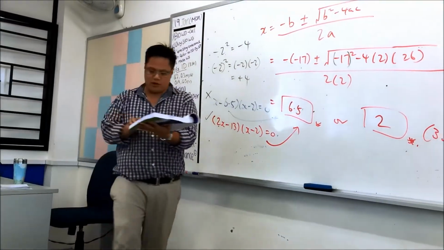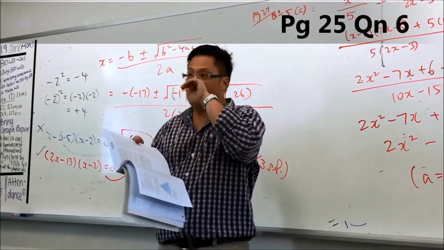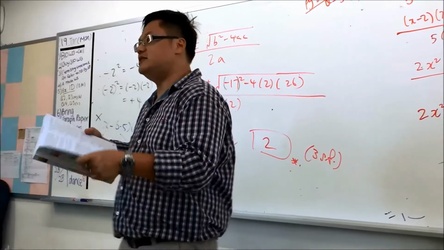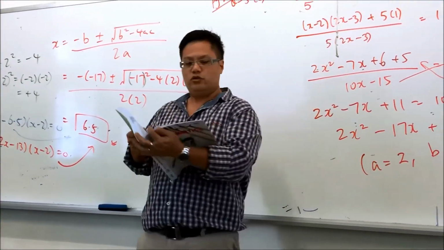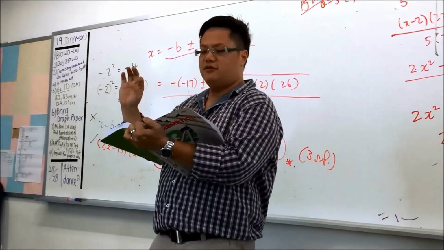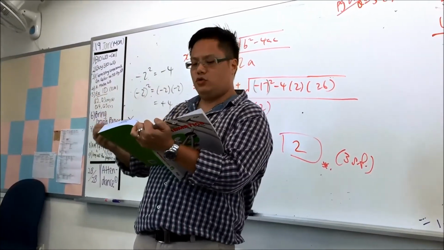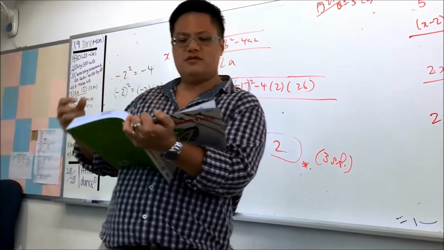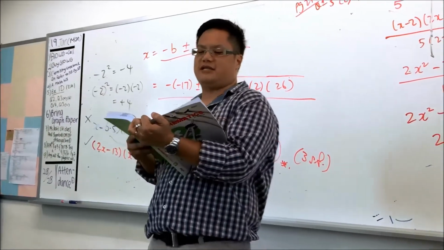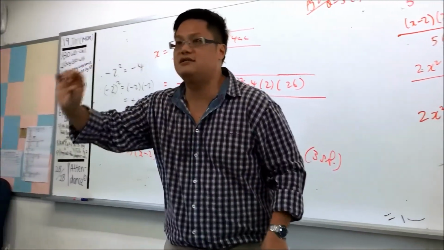Turn with me to your textbook, page 25. We'll try question 6 first as a warm up, to see whether you are able to manage this problem. I don't need you to do part 3 and part 4, I just need you to do part 1 and part 2. Craft out the equation, and show that it reduces to x squared minus 56x plus 597 equals 0. I just need you to do until this step.